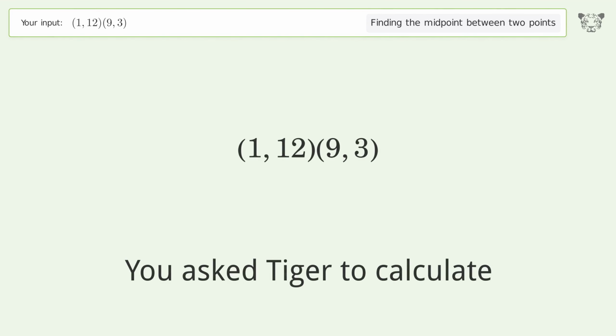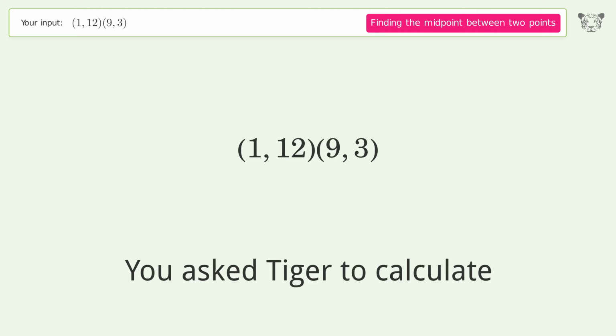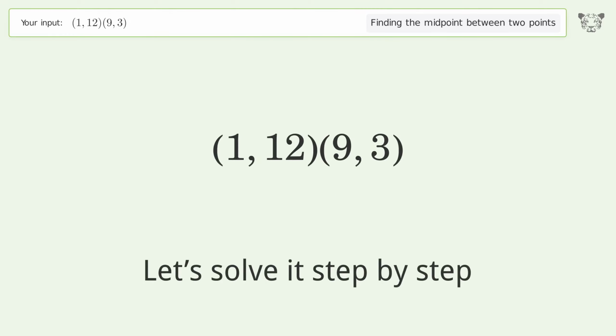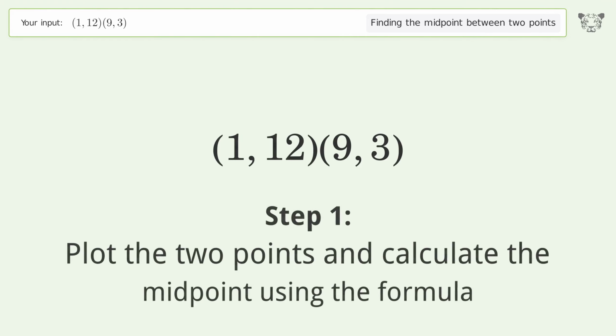You ask Tiger to calculate. This deals with finding the midpoint between 2 points. The midpoint between the 2 points is 5, 7.5. Let's solve it step by step. Plot the 2 points and calculate the midpoint using the formula.